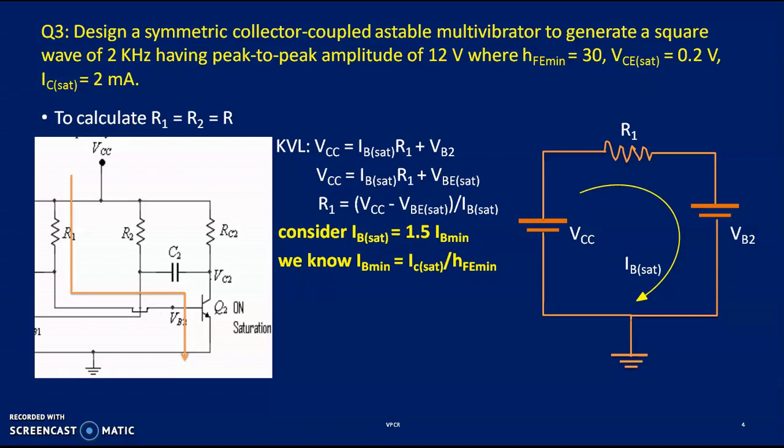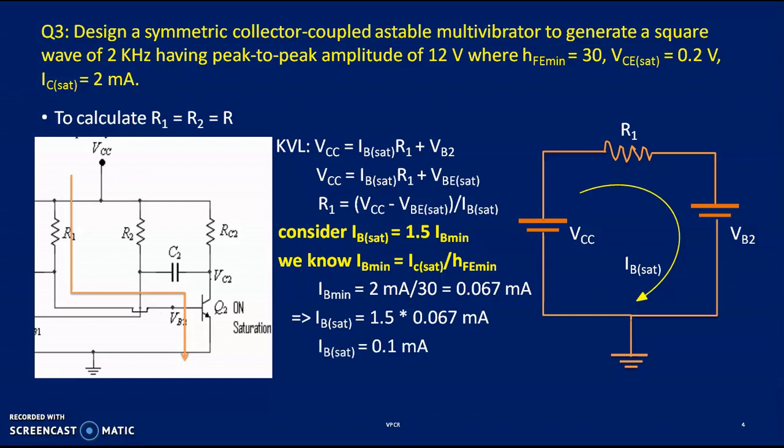For this Q2 transistor or whatever Q1 transistor, all these are common emitter transistors. For a common emitter transistor, the current gain is nothing but collector current by base current. Then you can write down the base current equal to IC by HFE minimum. From this you can find out the IB minimum because we already know IC sat. And once you got IB minimum, you can get the IB sat, 1.5 times of IB minimum. Please take care of units. So IB sat equal to 0.1 milliamps.